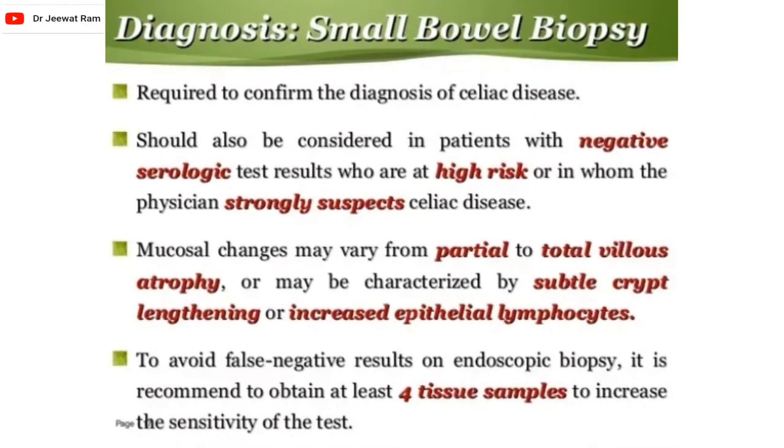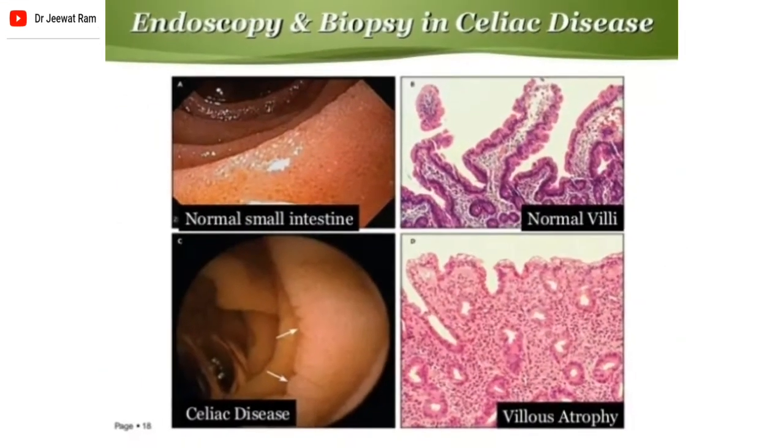Small bowel biopsy, required to confirm the diagnosis of celiac disease, should also be considered in patients with negative serologic test results who are at high risk or in whom the physician strongly suspects celiac disease. Mucosal changes may vary from partial to total villus atrophy, or may be characterized by subtle crypt lengthening or increased intraepithelial lymphocytes. To avoid false negative results on endoscopic biopsy, it is recommended to obtain at least 4 tissue samples to increase the sensitivity of the test.